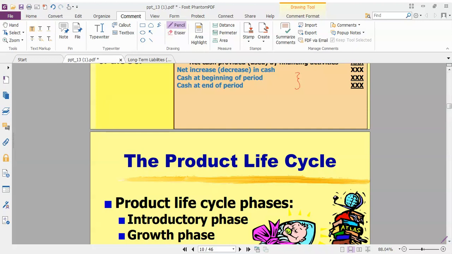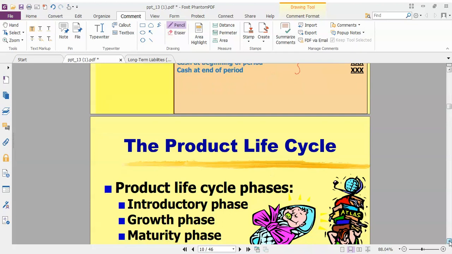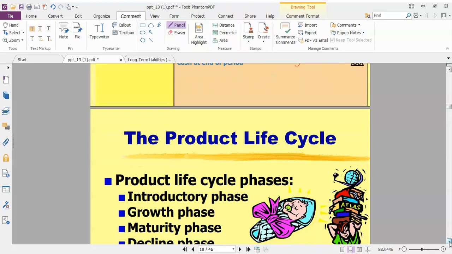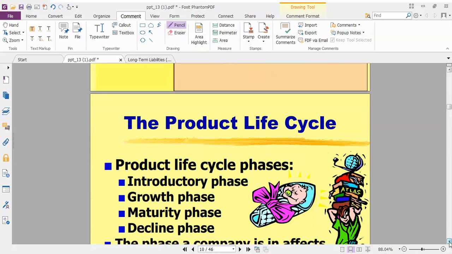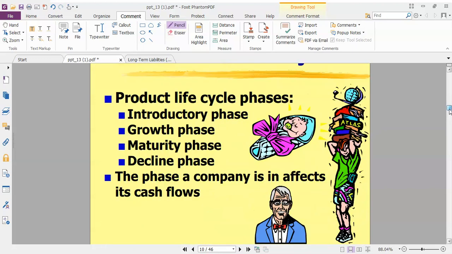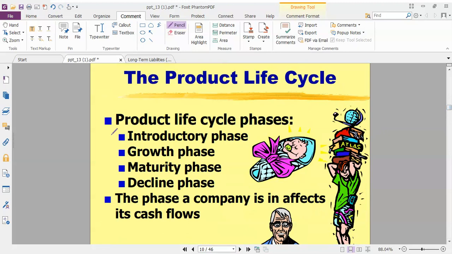So next, let's look at the product life cycle. What is the product life cycle? Why must we know the product life cycle, and what is the relationship between the product life cycle and the cash flow statement? So the product life cycle, how many phases do we have? Four phases, all right.